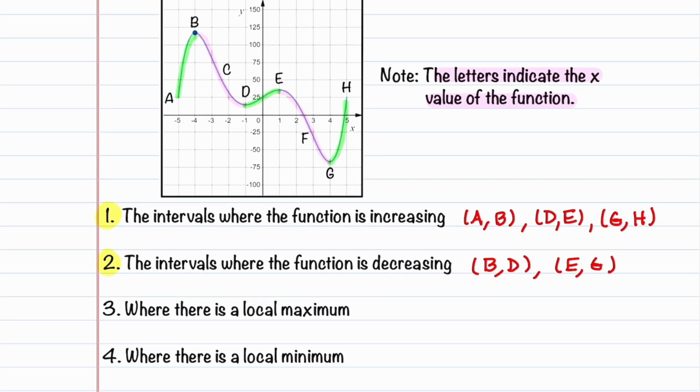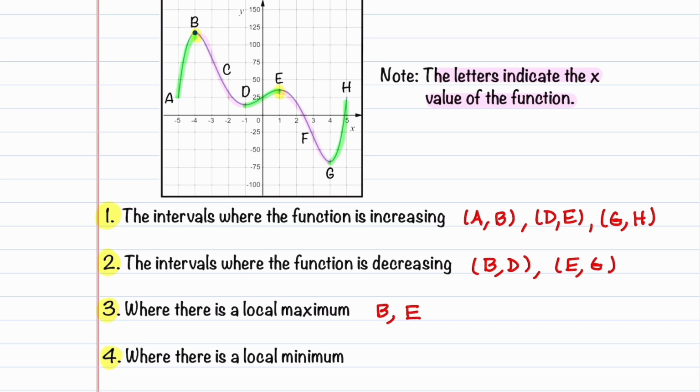Let's now talk about local maxima and local minima. A local maximum is a point where the function reaches a peak and occurs where the function changes from increasing to decreasing. On our graph, that's where we change from green to pink. The function in this graph then has a local maximum at point B and point E. Let's go ahead and write that down. It has a maximum at point B and E.